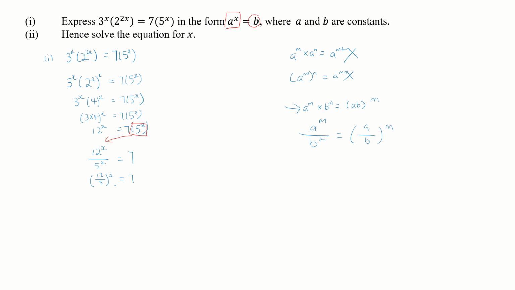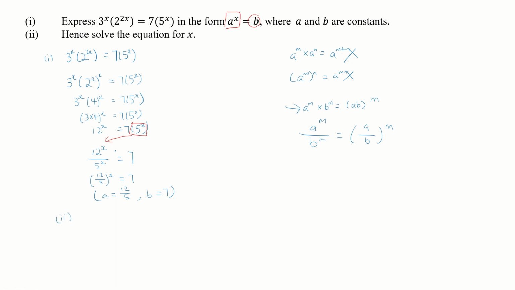Okay, so we are done because this is the form that they want. Our a is our 12 over 5, whereas our b is our 7. Okay, we are done for part 1. Now let's move on to part 2.